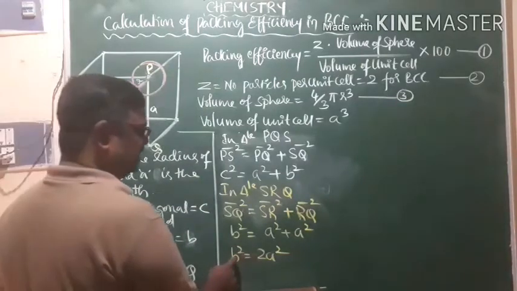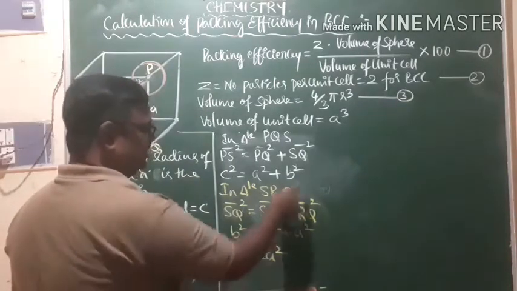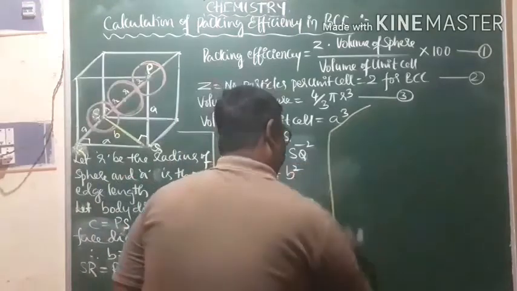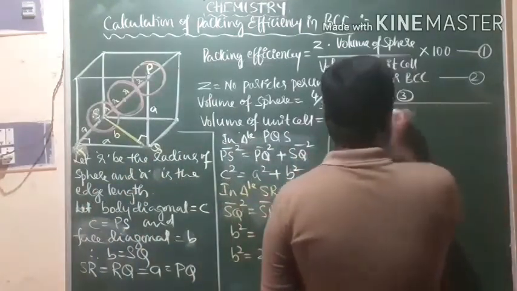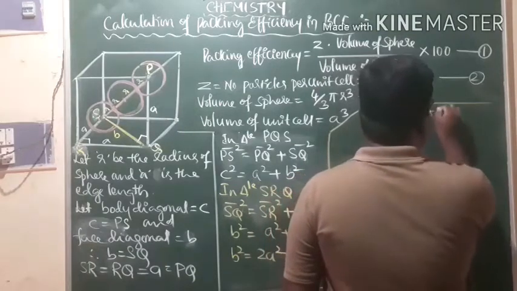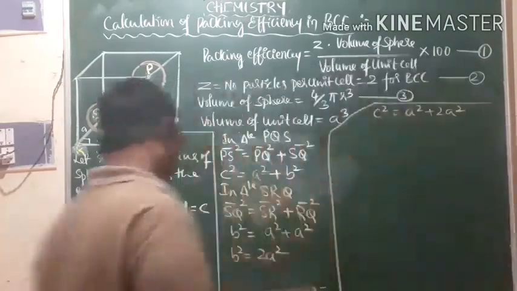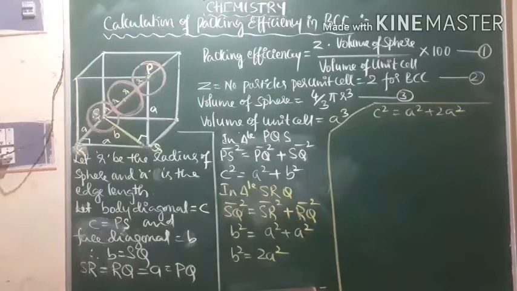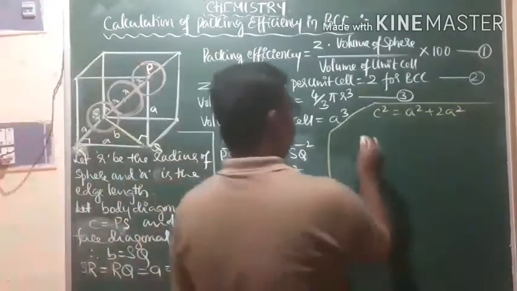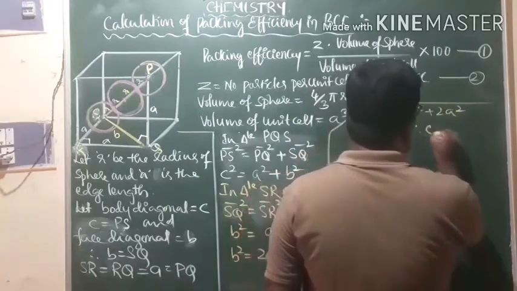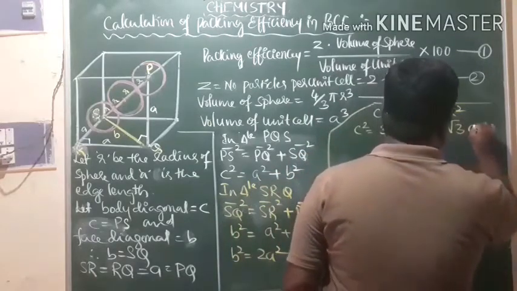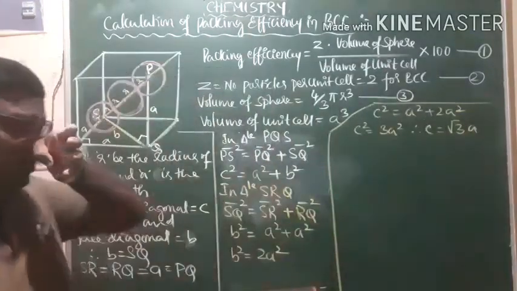Now, if I substitute B square equal to 2A square in this equation, what happens? C square is equal to A square plus 2A square. Then C square is equal to 3A square. Therefore, C is equal to root 3 A.